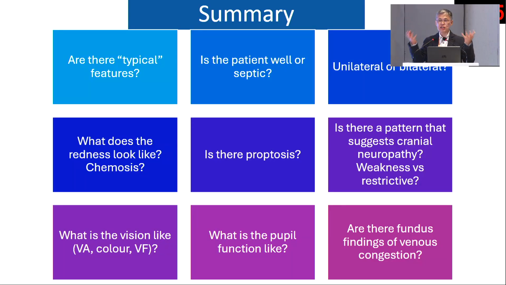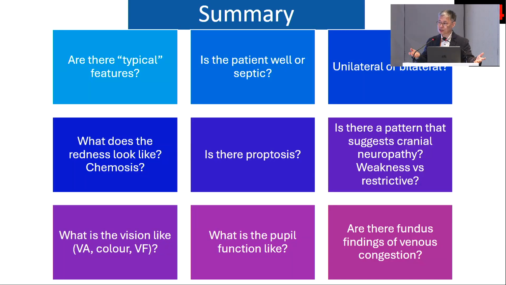Some of the features are really obvious. Lid retraction is probably going to be a thyroid eye disease, right? If the patient is pretty sick, you're better off guessing and looking for a cavernous sinus thrombosis or something a bit more serious than that, right? Is it unilateral or bilateral? What does the redness look like? If you have a corkscrew vessel, well, carotid cavernous fistula.